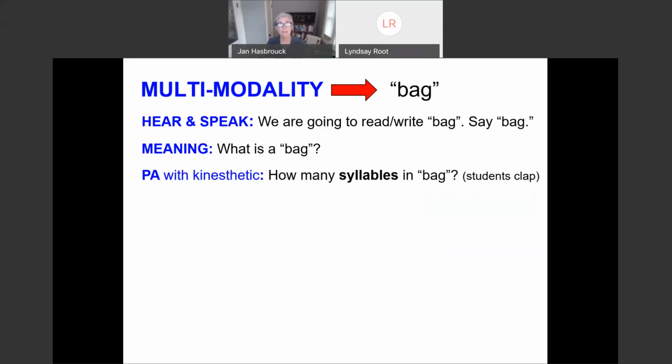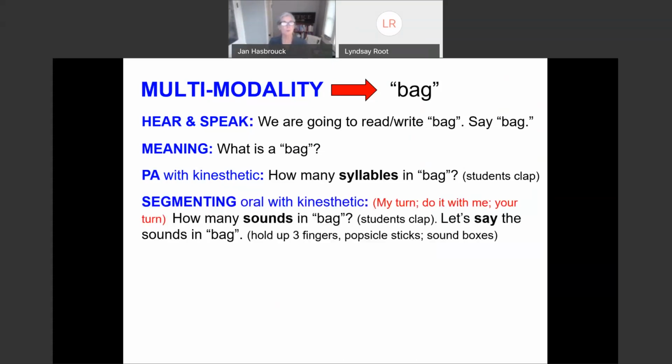We can combine phonemic awareness activities or phonological awareness with kinesthetic activities by asking the students how many syllables are in bag. For bag, one clap, but for other multi-syllable words, the kids can clap, or you may have seen students do this on their arm for information, getting a tactile sense of how many syllables in a word. Segmenting with the kinesthetic, of course, we would use that with explicit instruction: my turn, do it with me, your turn.